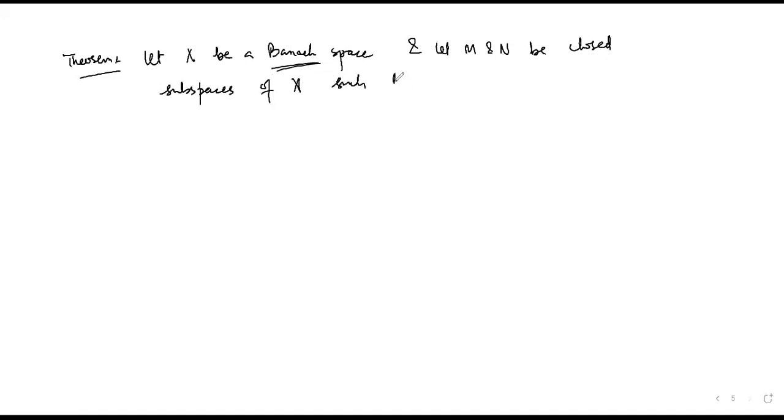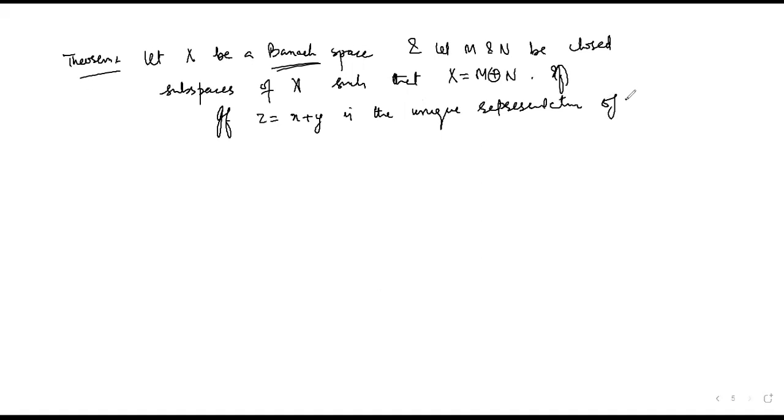such that X can be written as a direct sum of M plus N. Now if that's the case, if Z equal to x plus y is the unique representation, क्योंकि अगर डायरेक्ट सम है तो हम इसको एक यूनिक रिप्रेजेंटेशन लिख सकते हैं of Z belonging to X as sum of vectors in M and N respectively. अब हम दिखाएंगे then there exists a projection.